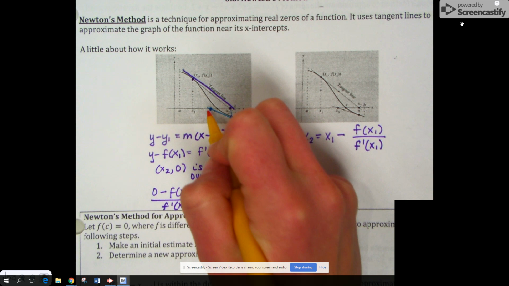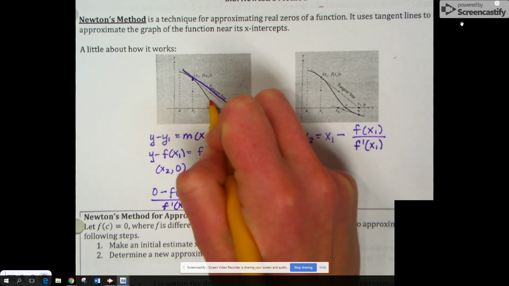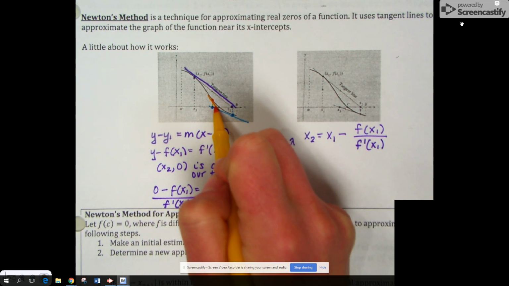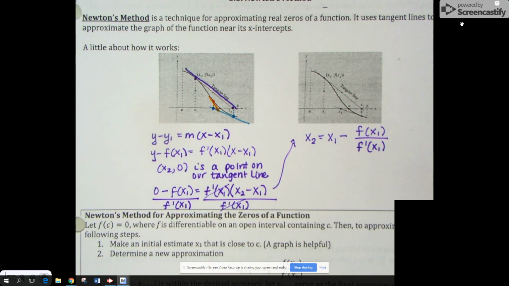And I could continue this process, grab another color here. I could take that, maybe we called it x3, and I could construct its tangent line. And if you notice, the x-intercept of that tangent line is even closer to the x-intercept of our curve. And so Newton's method says to take this iterative process, meaning that we just repeat the process over and over again.